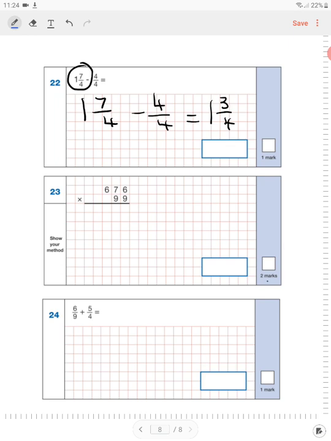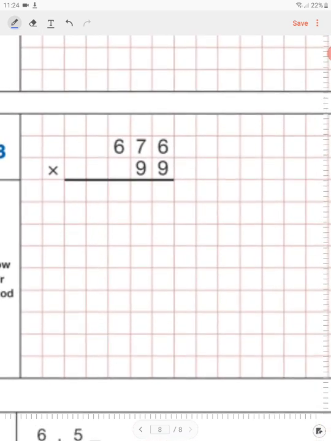Okay. Now, there's a couple of ways you could have done this. You could have done this mentally by timesing it by 100 and then taking off another 676, but we're going to do it the long method. Now, hopefully, if I make it nice and big, it makes it easier for me to write in. 6 times 9 gives me 54. 7 times 9 gives me 63. Add the 5 gives me 68. 6 times 9 gives me 54. Add the 6 gives me 60.